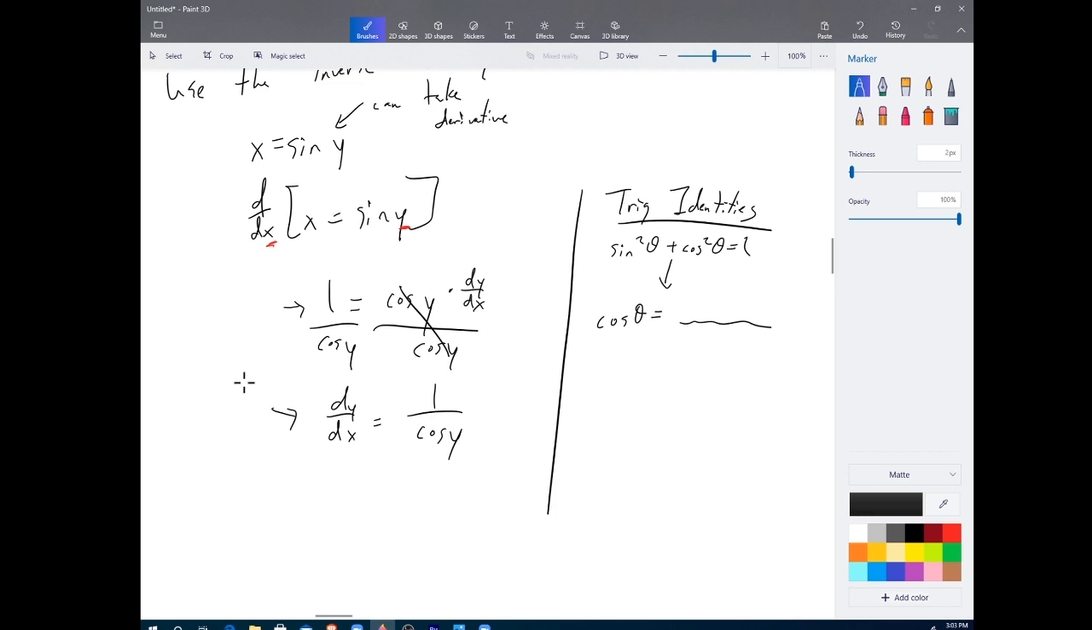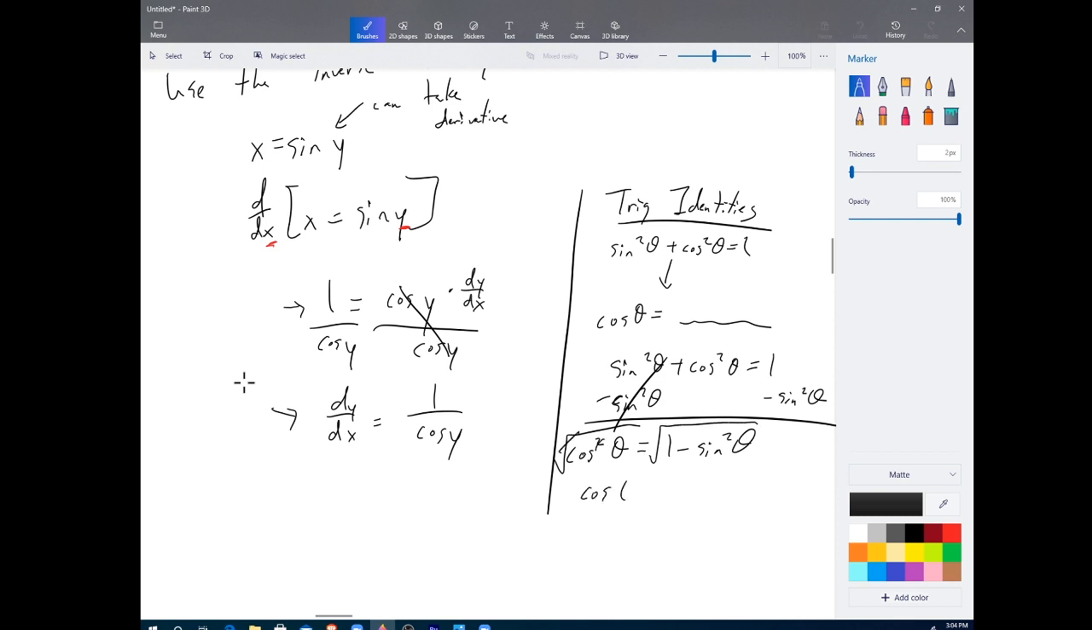And something that will always be true, because a trig identity is true no matter what angle you plug into it. So if I take sine squared of theta plus cosine squared of theta equals 1, and I subtract the sine squared over, I get cosine squared theta equals 1 minus sine squared theta. And you might notice that this is starting to look like what I want, in that there is a square root now, and under the square root, a 1 minus something squared.